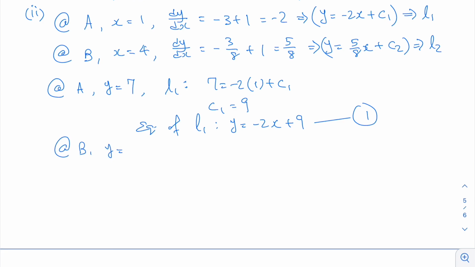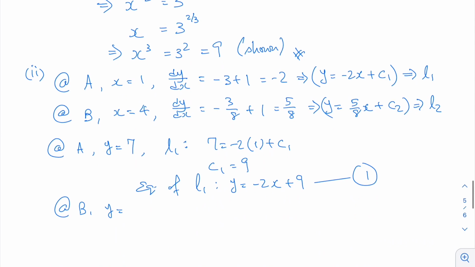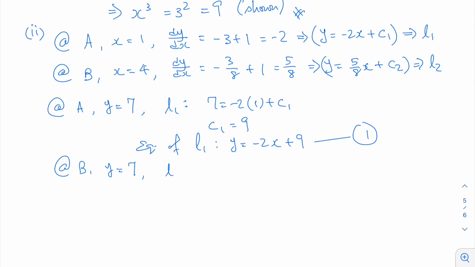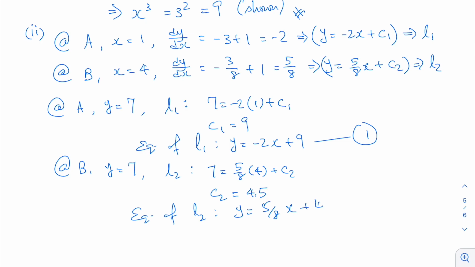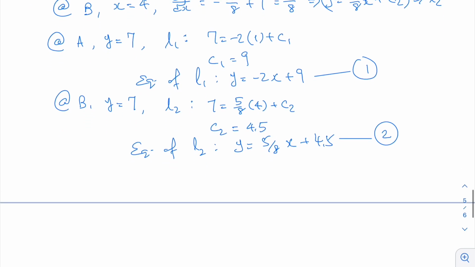At B, y is also 7. So for the second tangent, 7 equals 5 over 8 times 4 plus c2. 5 over 8 times 4 is 2.5, so c2 is 4.5. So the equation of L2 is y equals 5 over 8 x plus 4.5. Equation 2. Now solve equations 1 and 2.